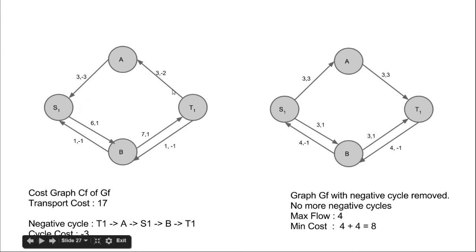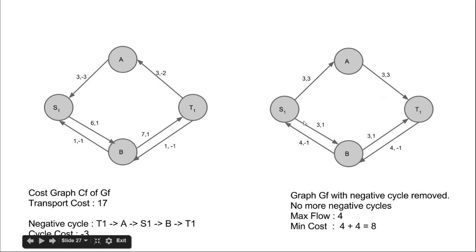So if you push 3 along T1 to A, the residual capacity was 3. If we subtract 3, the forward edge will be 0. There will be another reverse edge, A to T1, S1 to A. Similarly, here we are reducing 3 along the forward edge S1 to B. So the residual capacity has become 3, but we have increased the residual capacity of the reverse edge by the flow, so 1 plus 3 is equal to 4. Similarly 4. Now, are there any negative cost cycles?